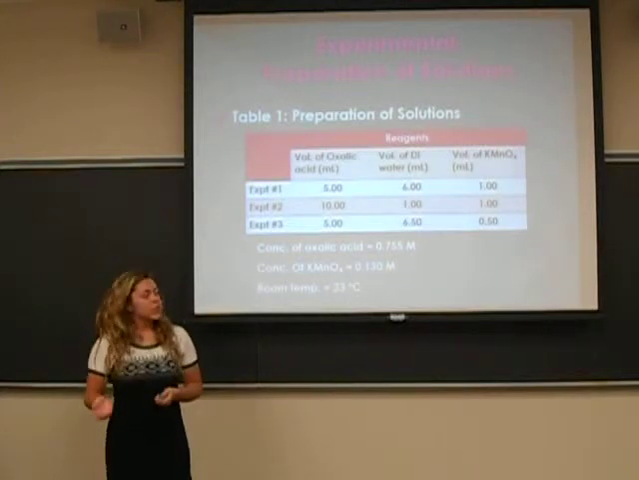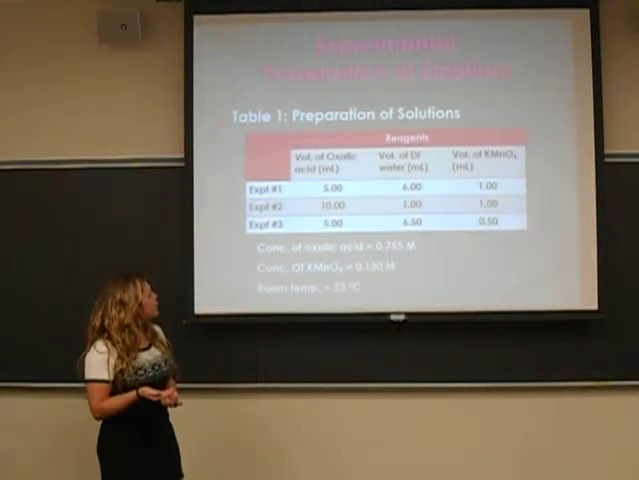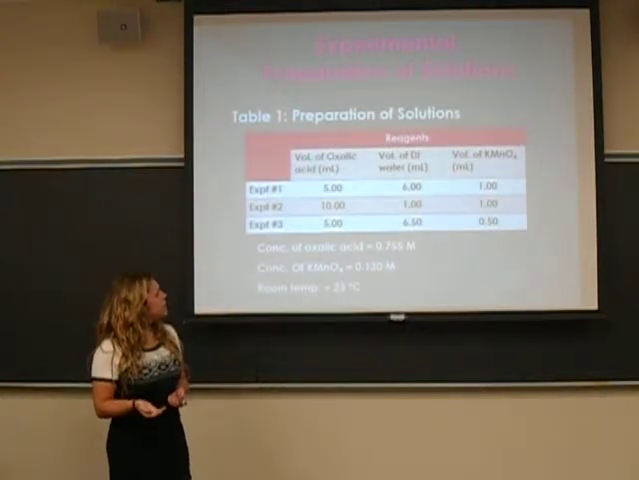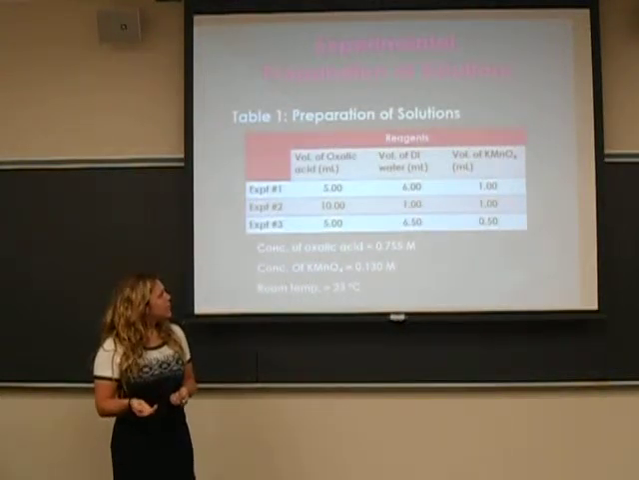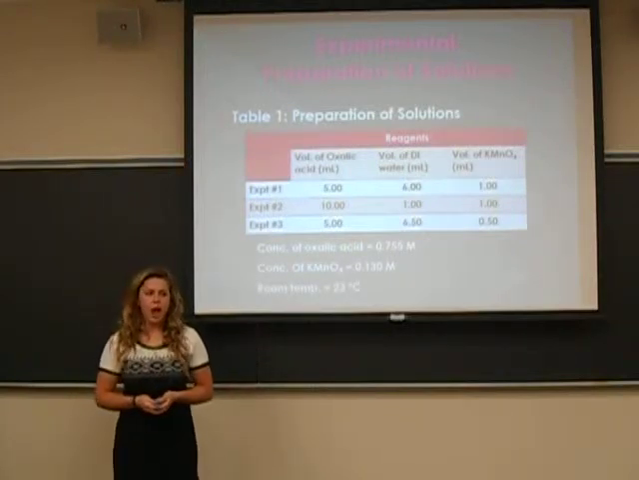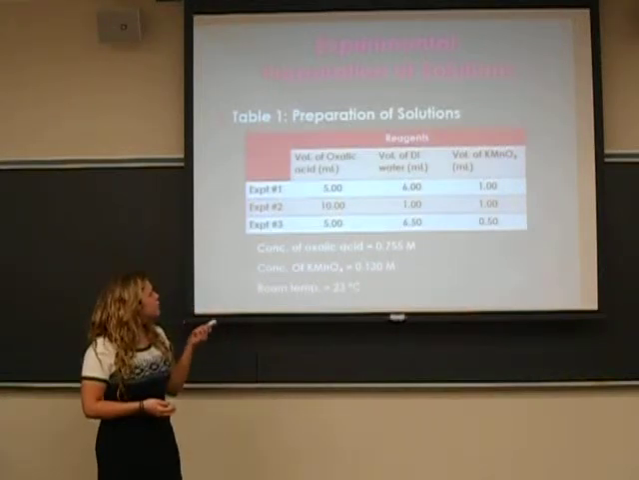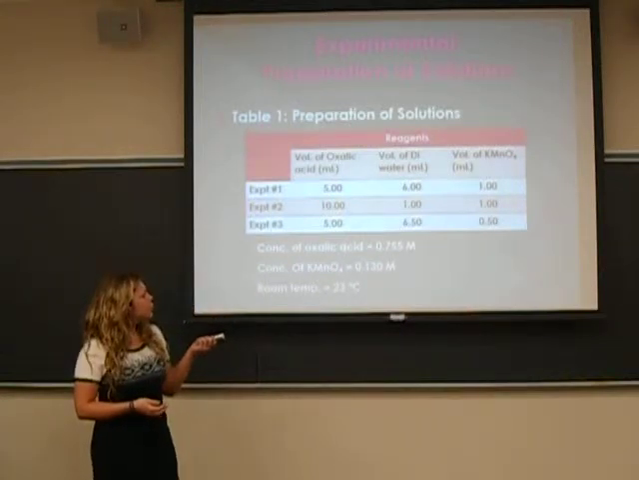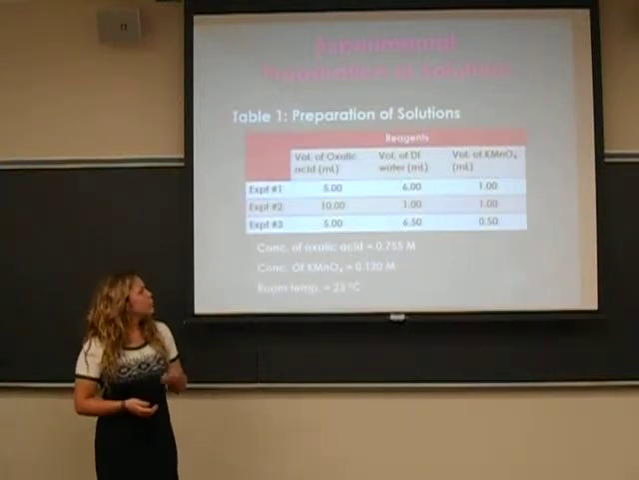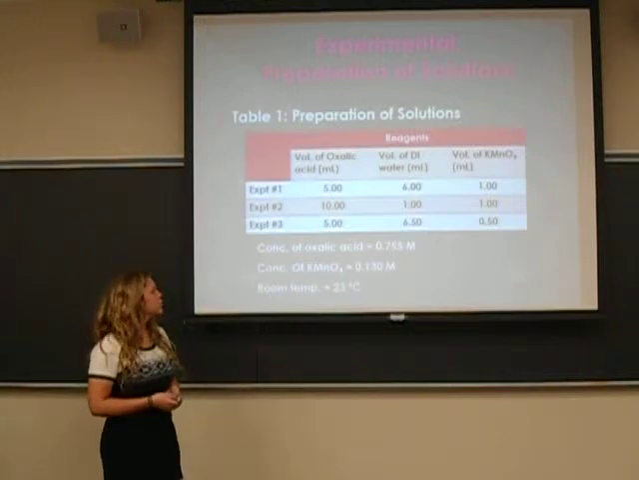This shows the preparation of solutions, the volumes for each experiment. In Experiment 1, we used oxalic acid, deionized water, and permanganate. It's actually potassium permanganate, but the potassium is a spectator ion, so we will just refer to it as permanganate. And you can see the different volumes here: 5, 6, 1 for experiment 1, 10, 1, and 1 for experiment 2, and then 5, 6.5, and 0.5 for experiment 3.